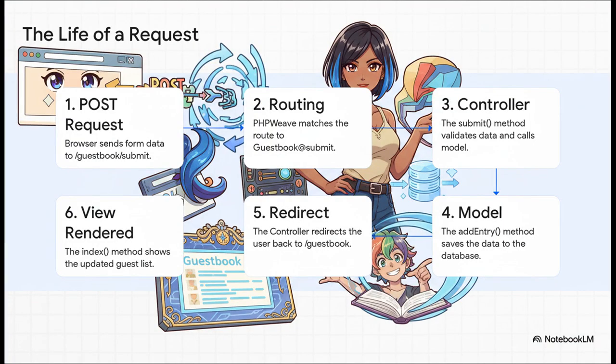So let's put it all together and follow one single request from start to finish. You fill out the form and hit submit. The router sees /guestbook/submit and points it to the submit method. The controller validates your data and tells the model to save it. The model does its job. The controller then redirects you back to the main /guestbook page, which then renders the view with your new comment on the list. See, it's a perfect logical flow.